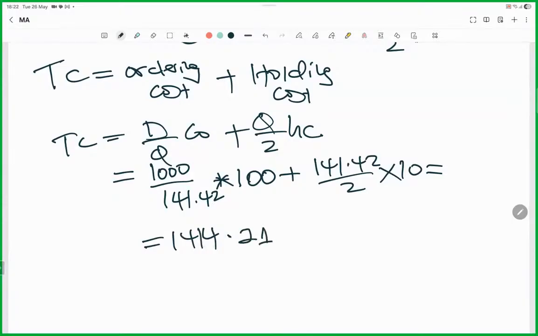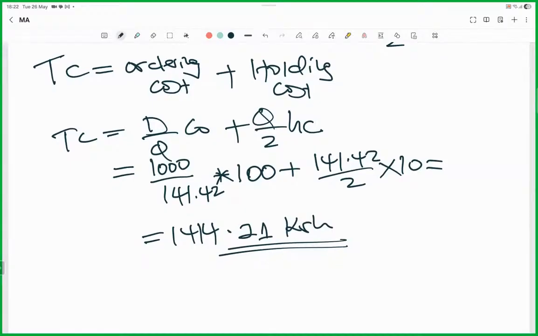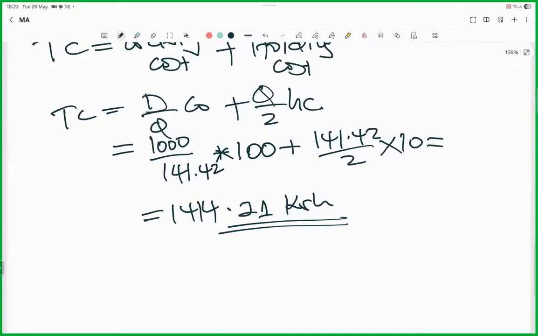Cost? Kenya shillings. We shall overcome, don't worry. Kenya shillings. Quantity, we are talking about units, isn't it? Cost, revenue, that is Kenya shillings.